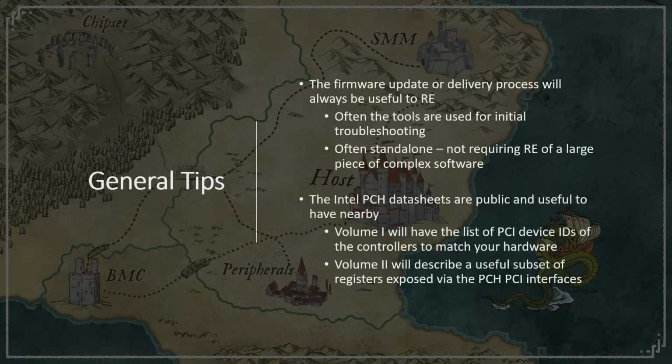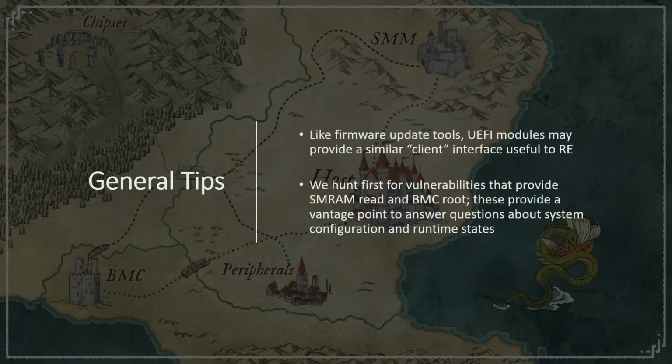Some general tools, general tips. As I said, oftentimes we're looking at firmware updates, and the reason for that is that these firmware update tools are often going to do things beyond just firmware update. They're going to be used in the field to do things like pull debug information, they may embed other tools that you want to understand, that'll explain more about the peripheral or the system that you're using. And then, of course, Intel PCH data sheets are publicly available, unlike some other data sheets, and provide a lot of information.